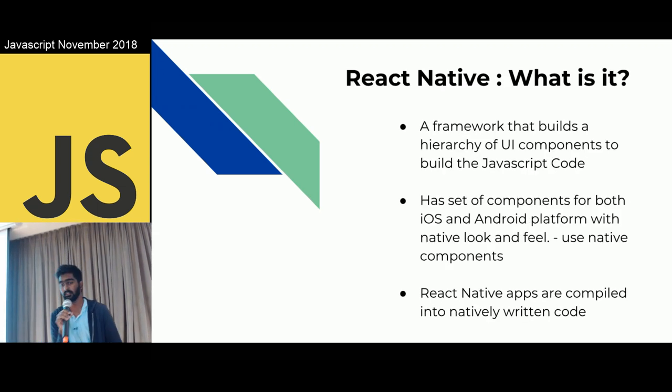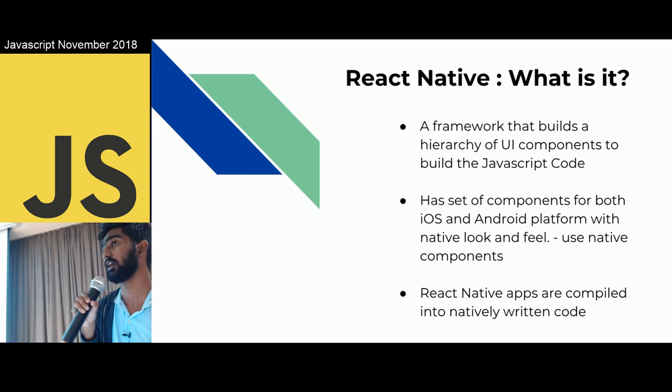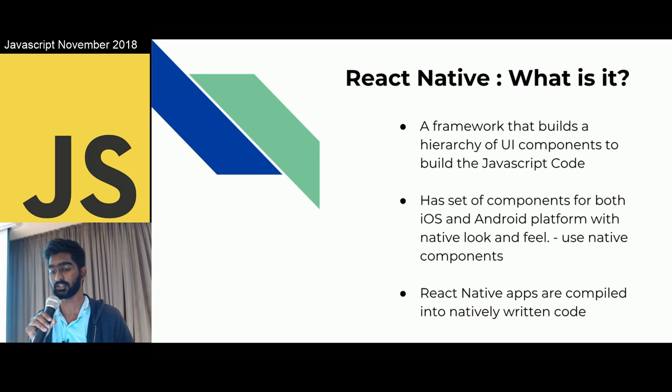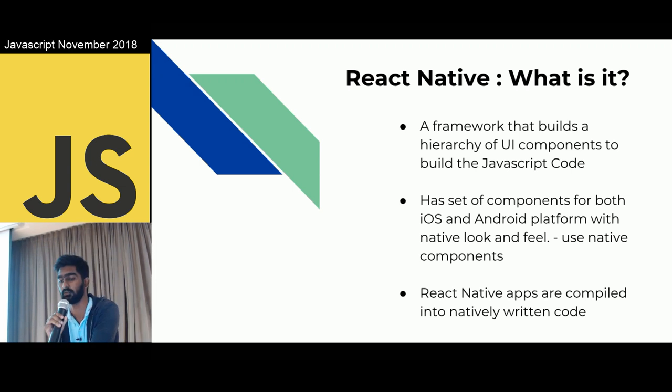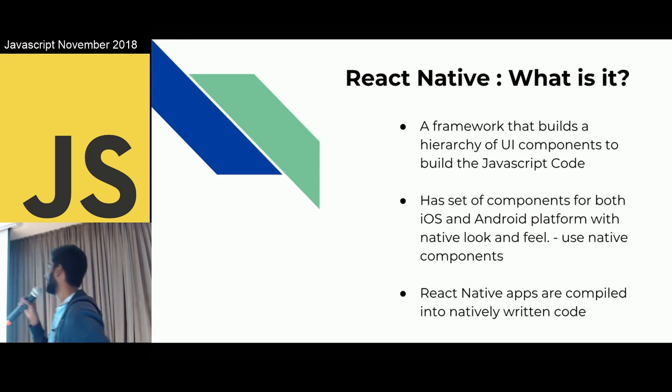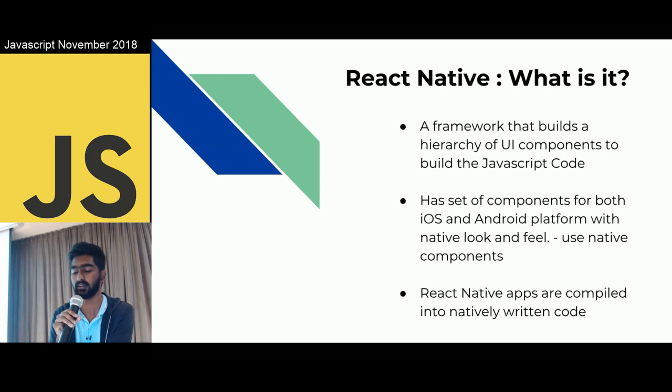But basically React Native is a hierarchy of UI components. Everything is components. Most of the time now, no one is using HTML and CSS, they're using React.js. So if you're using React Native and your front end is React.js, it's useful as well. That's one of the advantages of React Native, I guess. It also has components for both iOS and Android, with the feel and the look supposed to be native. But is the look and feel really native compared to using Swift and so on?